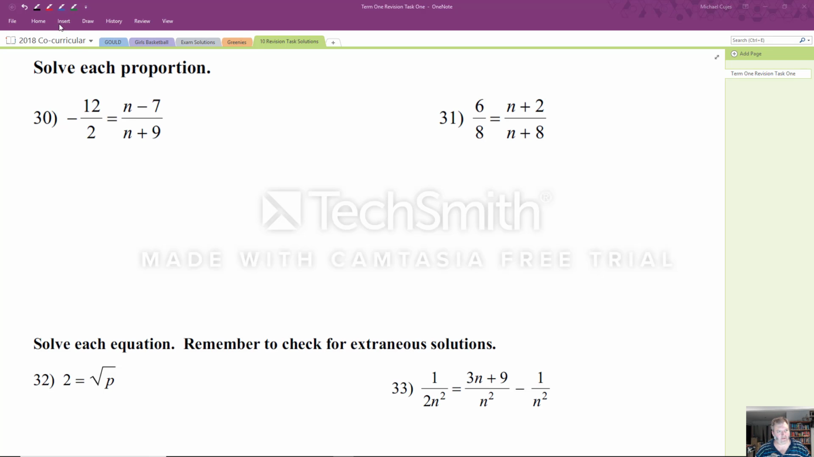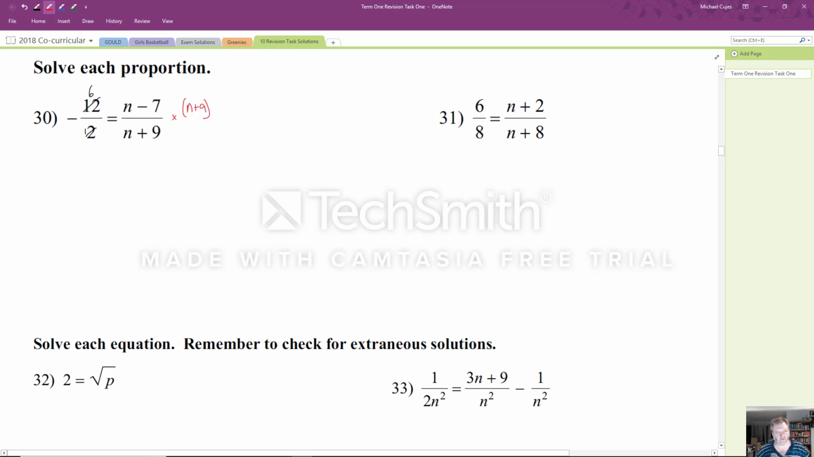Let's keep going. So this one over here, well, I've got a bit of simplification I can do first, don't I? I've got 12 and 2. That's going to simplify to just 6 over 1. So I really have negative 6 equals n minus 7 divided by n plus 9. This n plus 9 is the real problem, isn't it? We want to multiply by n plus 9.